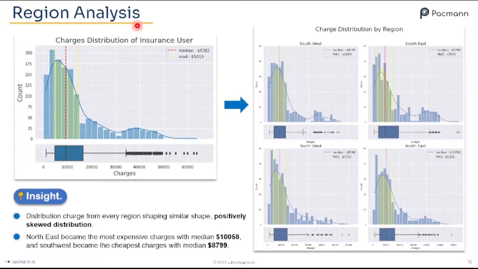This part of the region analysis shows us that all charges distributions are positively skewed for every region, and the most expensive charge is at the Northeast region for around $10,000, while the cheapest charge is at the Southwest of around $8,800.